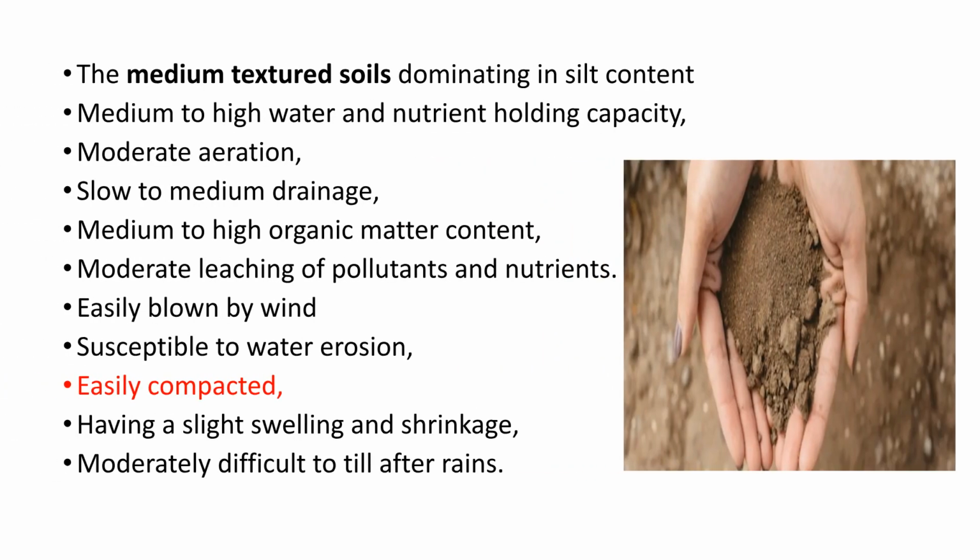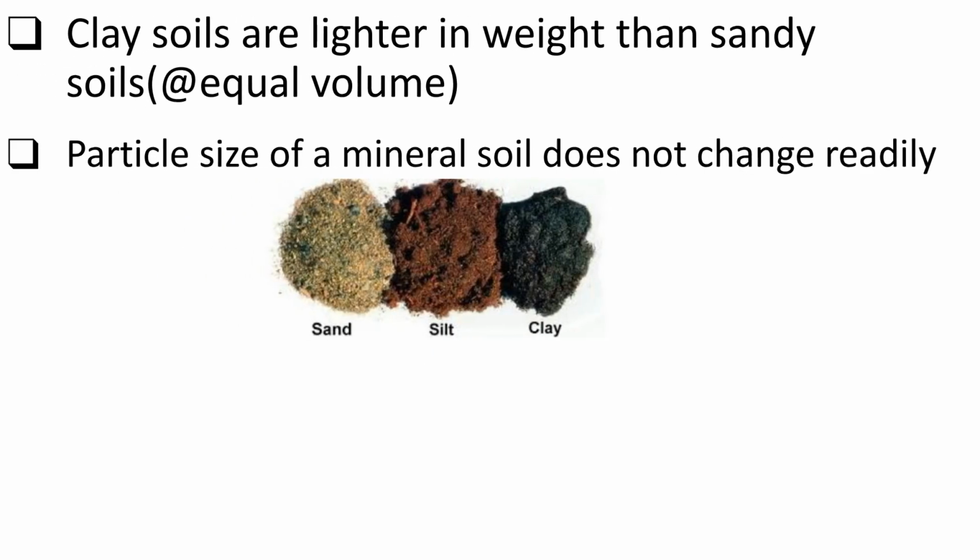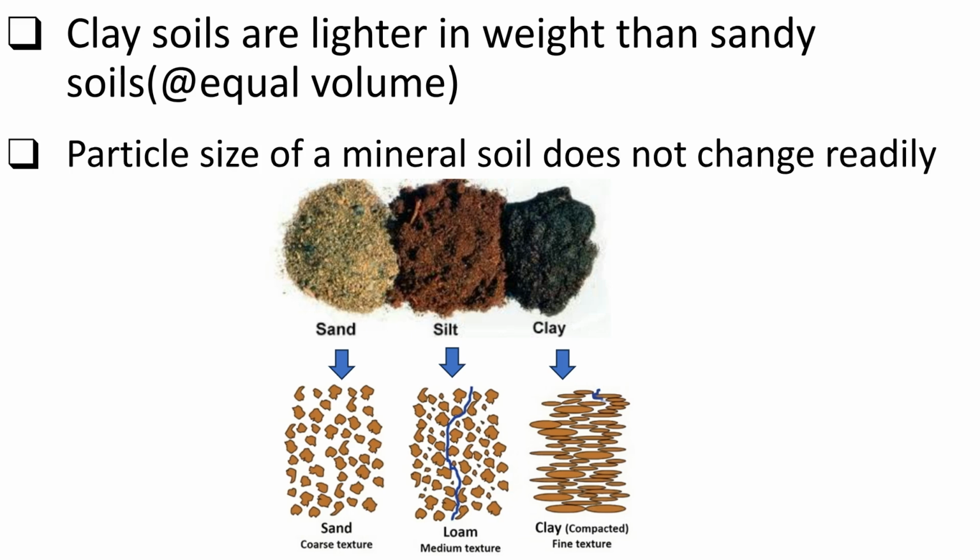Silty soils are medium textured, offering medium to high water and nutrient holding capacity and moderate aeration. They are susceptible to erosion and compaction and become moderately difficult to till after rain. Clayey soils are fine textured, characterized by high water and nutrient holding capacity. They are cohesive, difficult to cultivate, and resist erosion when aggregated. They also have good sealing properties and slow drainage. It is worth noting that clay soils are lighter in weight than sandy soils when comparing equal volumes.